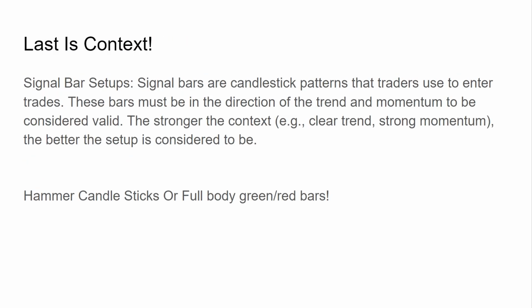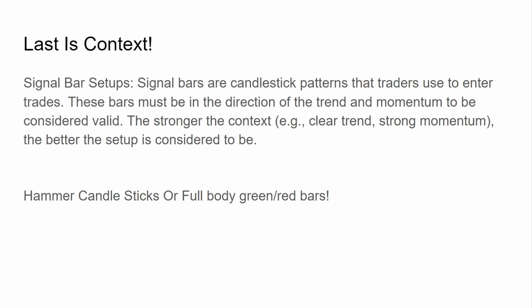And the most important thing that I want you to get out of all of this is two things. One, the signal bar, and two, context. A signal bar is a candlestick pattern that traders use to enter trades. These bars must be in the direction of the trend and momentum to be considered a valid signal bar, okay? The stronger the context, for example a clear trend and strong momentum, the better the setup is to be considered.